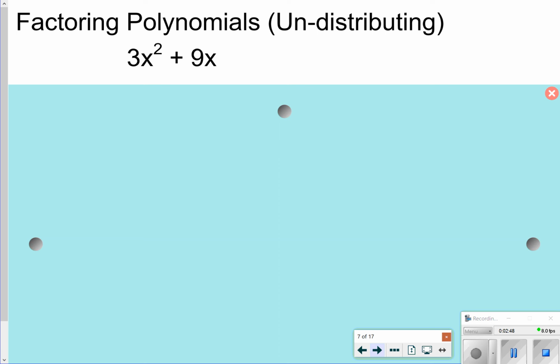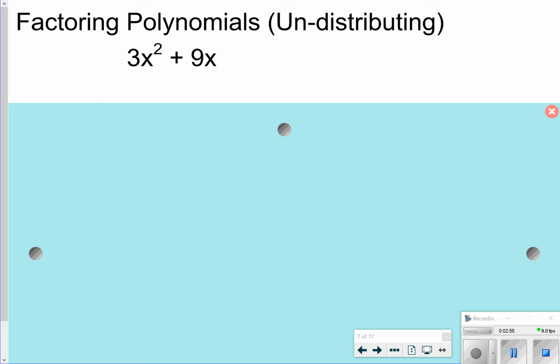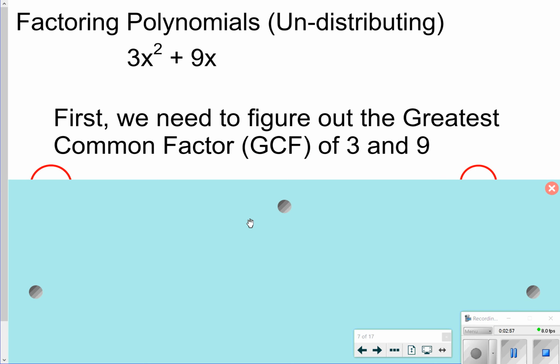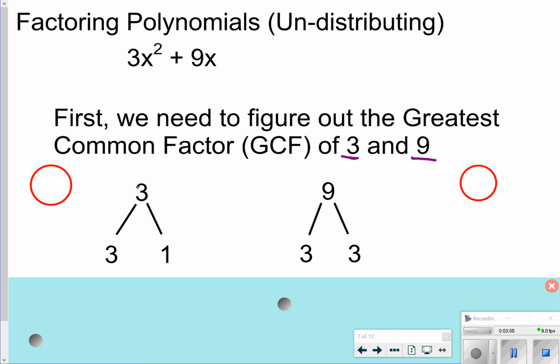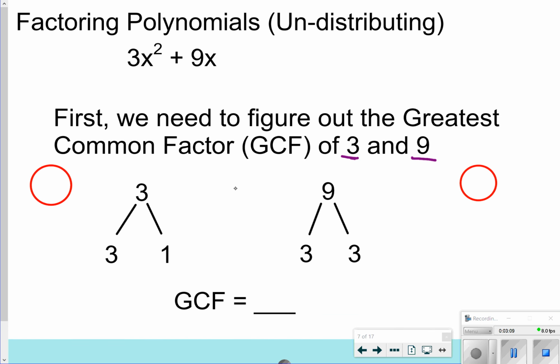What we're going to be thinking about is how to factor polynomials. That is the title of these notes, and we're going to be using a GCF to do that. We're basically just trying to figure out what to undistribute. So first we're going to figure out the greatest common factor of the coefficients, or 3 and 9. So you can make a factor tree. You've seen these before. Sometimes these are a little bit more confusing to others, but notice they both have a 3 in common. So the greatest common factor for both of these is 3.